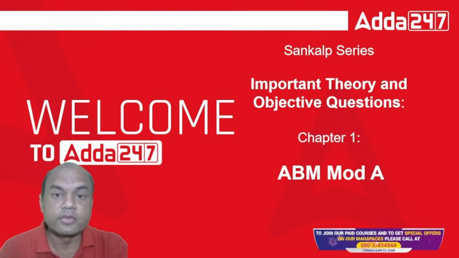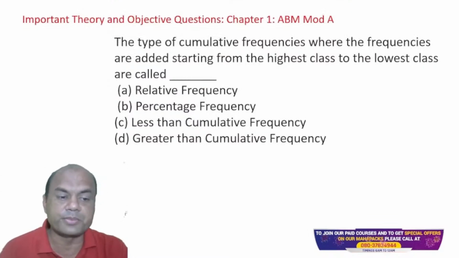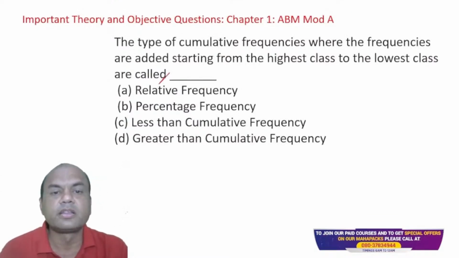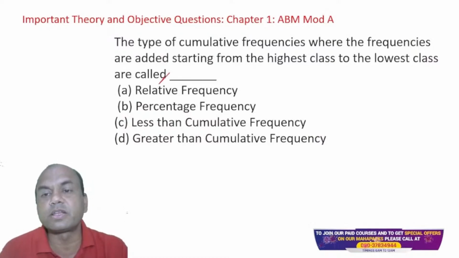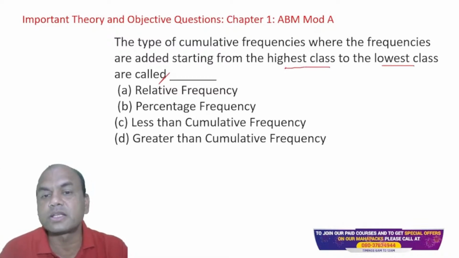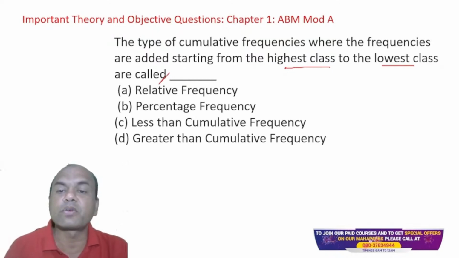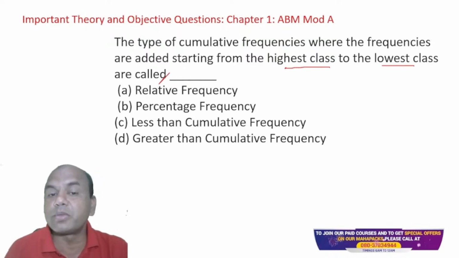Okay. So let me start. Let's start with the first objective question. The type of cumulative frequency where the frequencies are added starting from the highest class to the lowest class is called as what? Now look at this. Cumulative frequency starting from the highest to the lowest. Now what do you mean by this? Firstly, what is cumulative frequency? What is the meaning of the word cumulative?